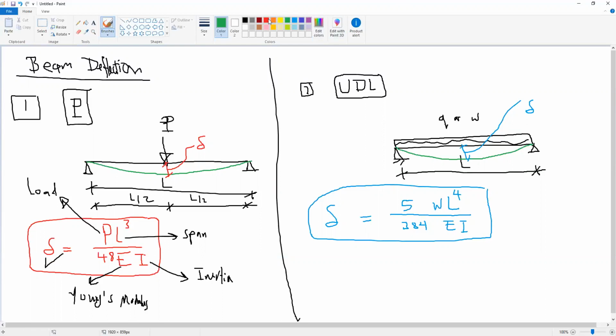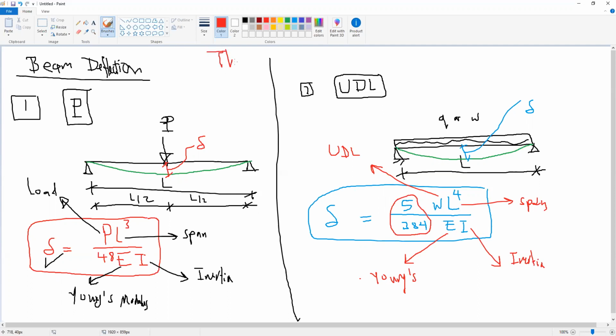Here for the uniform distributed load case, 5 divided by 384 is the constant of the formula. W is the uniform distributed load. L again is the span. E is the material property, Young's modulus. And I is the moment of inertia. Okay, these formulas are theoretical. You can note here, theoretical values of the deflection.